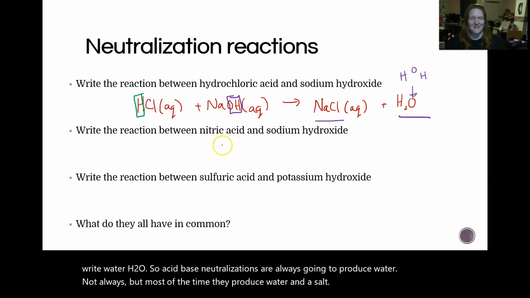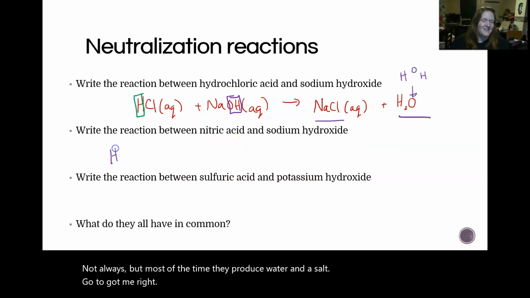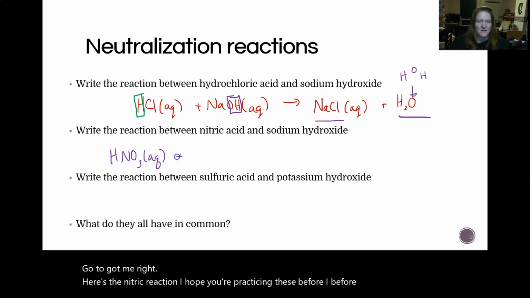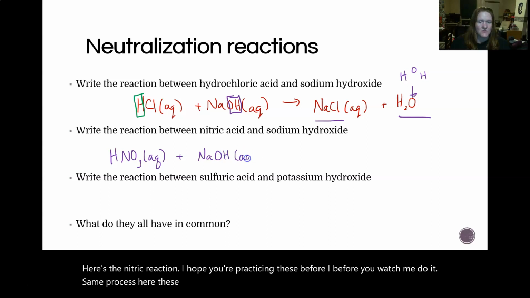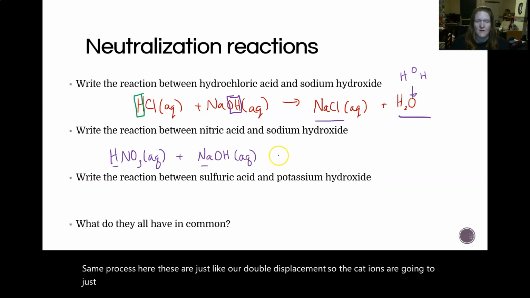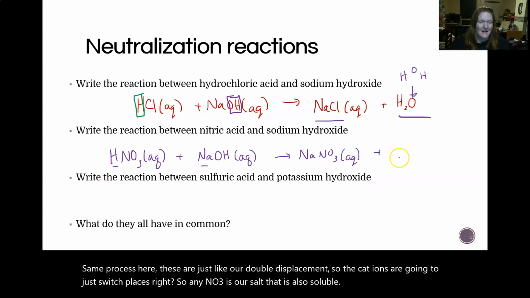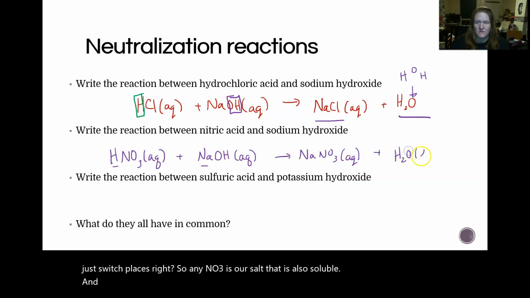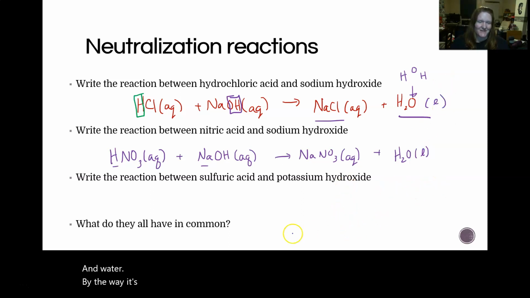Here's the nitric reaction. I hope you're practicing these before you watch me do it. Same process here. These are just like our double displacements, so the cations are going to just switch places, right? So NaNO3 is our salt. That is also soluble. And water. Oh, by the way, it's a liquid. Water is our other product.